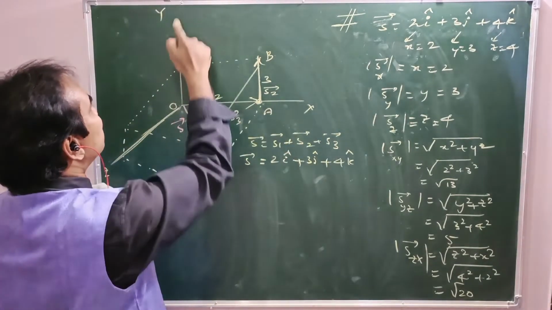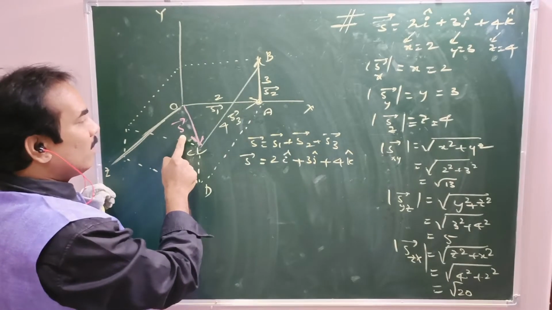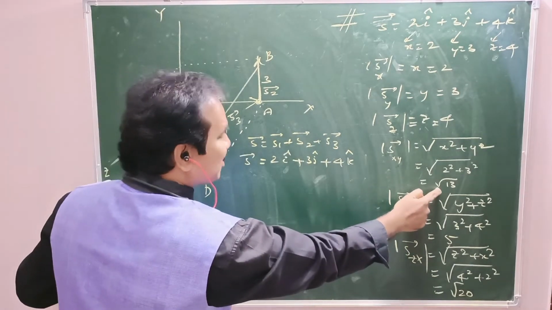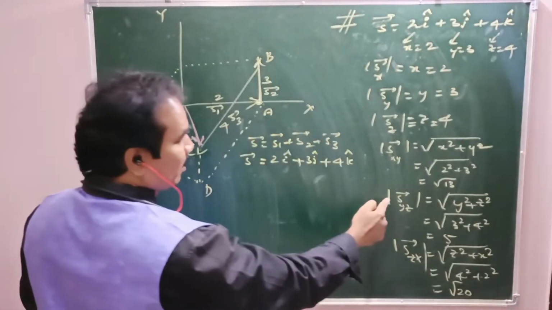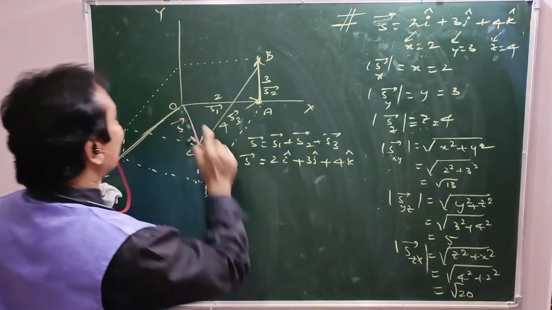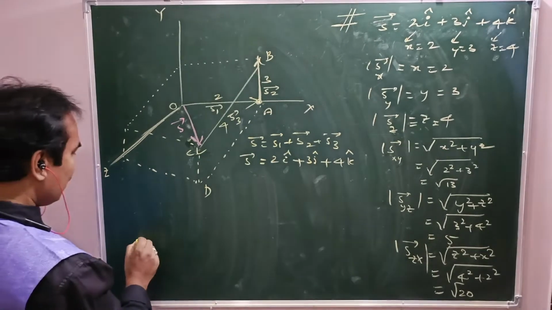So this is the XY plane. This vector S bar has a length of root 13 meters in the XY plane. How to locate that modulus of S bar here? This is the modulus of S bar. Let us see.